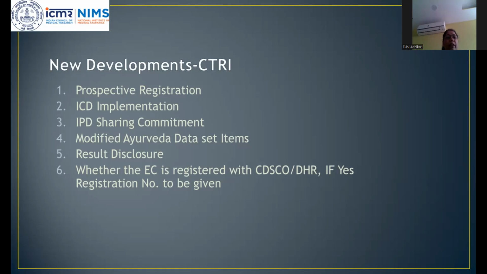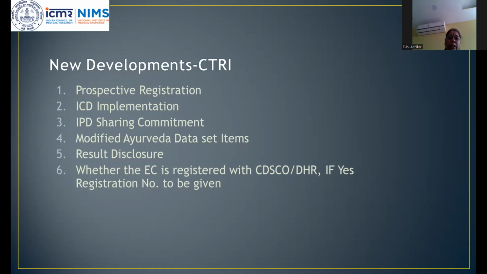Then we have modified Ayurveda data set items for Ayurveda studies. We have different data set items capturing the Ayurveda trial specific details. And then we have the result disclosure also. For the trialists, it is available, but it is not available in the public domain. So the public cannot right now see whatever results you are sharing, but it is open for you.